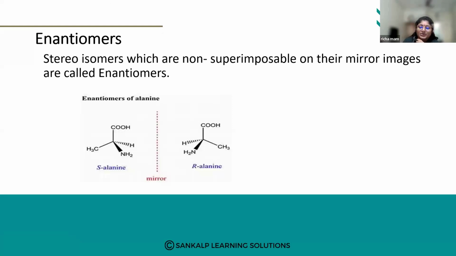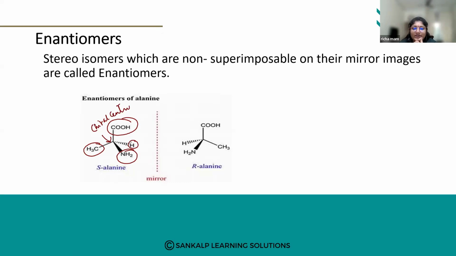Next is the enantiomers. What do you mean by enantiomers? Stereoisomers which are non-superimposable on their mirror images are called enantiomers. Now you can see the molecule. This is S-alanine. You can see this has a COOH group, CH3 group, H and NH2. Four different groups, so this is a chiral carbon. This is a chiral center.